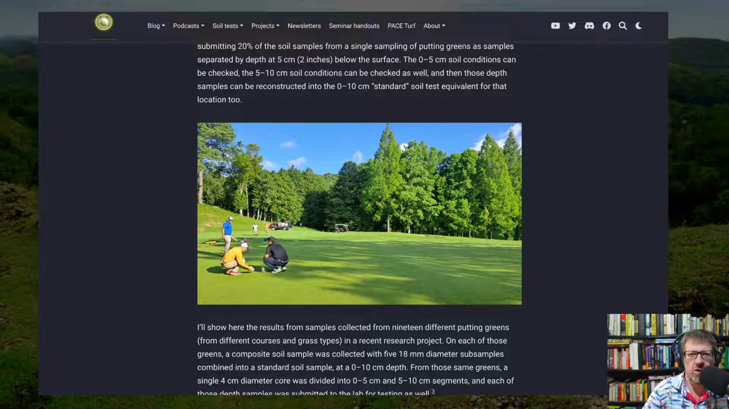You're not only well above the MLSN value, but you're more than double it. You're a totally average value for P. This is what the average value for P for putting greens is all over the world. Something in the 60 parts per million range for the Mehlich 3 extraction.